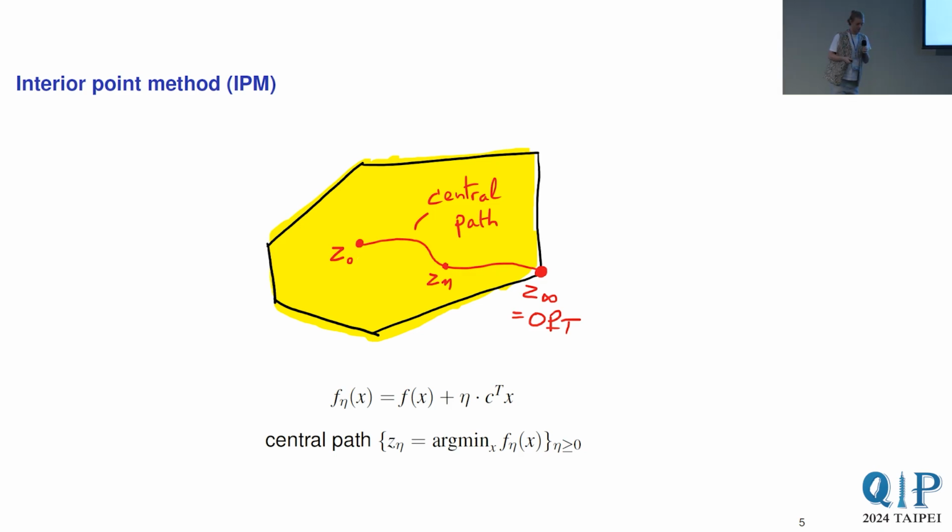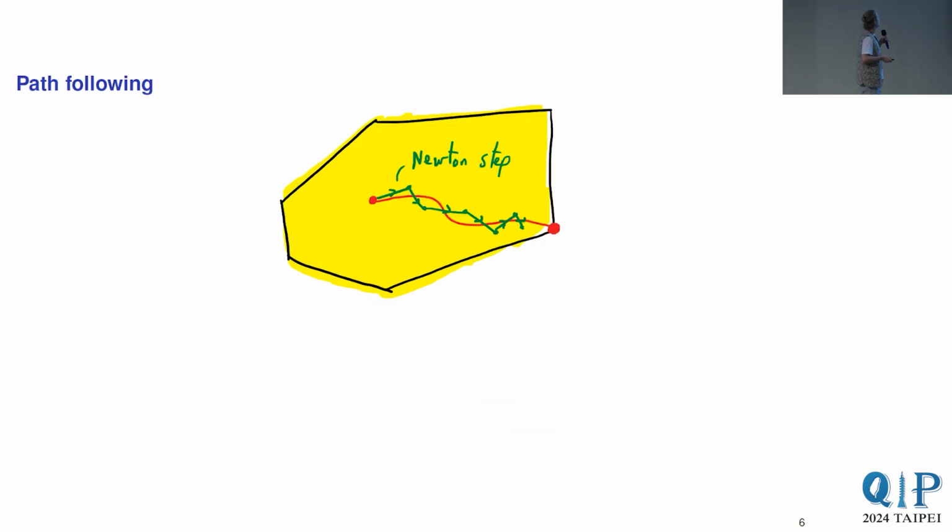And since I guess you're all mostly quantum people, you can think about this as somehow following an adiabatic path, if you want. This is precisely the idea of path following, where we assume that Z0, this sort of center of the polytope, which doesn't take into account the linear function that we want to optimize, is easy to prepare. So we start from that point, and then we want to kind of trace along this central path until we get to the true optimizer. And how do we do that? We use this notion of Newton steps.